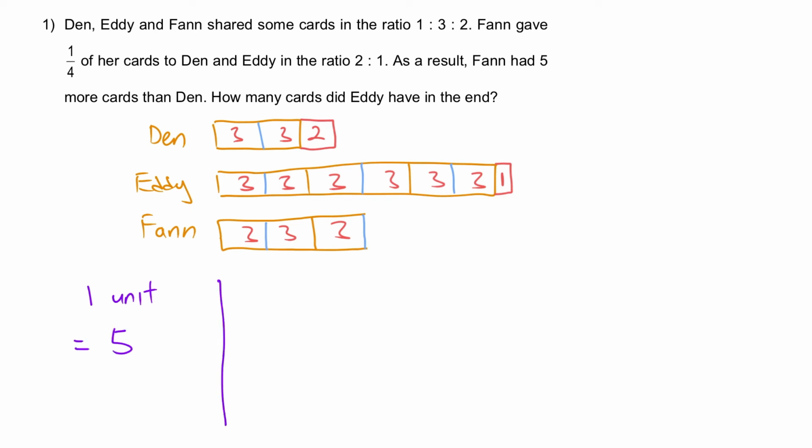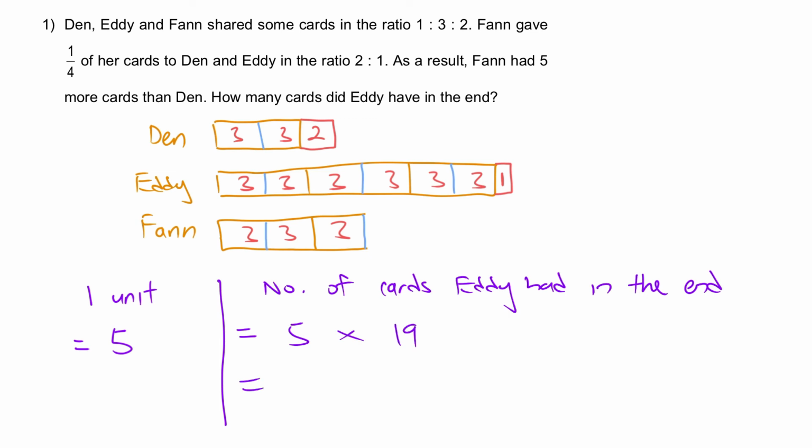From here, moving on, how many cards did Eddie have in the end? So Eddie had 3, 6, 9, 12, 15, 18, 19 units. Number of cards Eddie had in the end: 5 times 19, which is 20 times 5, 100 minus 5, 95.